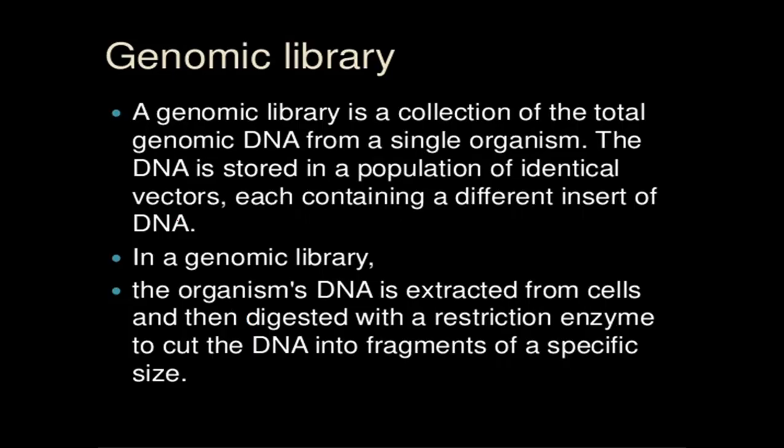Now let us see the procedure of how you can construct the genomic library. The genomic library can be constructed by extracting the whole DNA from that particular organism. So the first step is that the organism's DNA is extracted from the cell. Then this isolated DNA is digested, that means cut with the restriction enzyme, and produces different types of DNA fragments with a specific size. You can use different types of restriction enzymes which are available in molecular techniques.